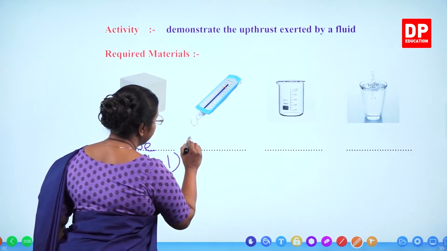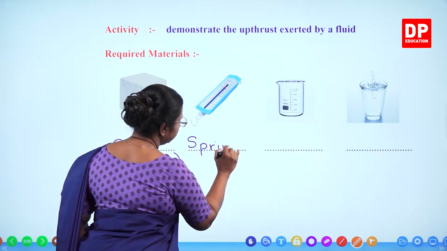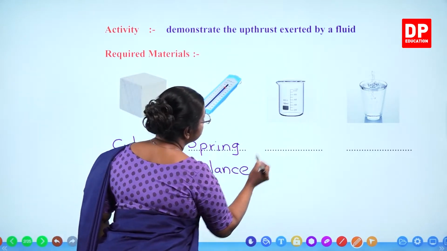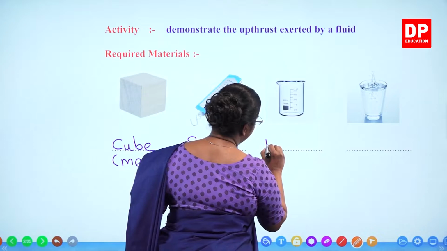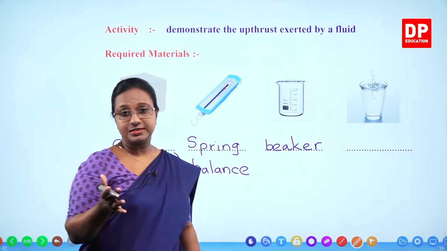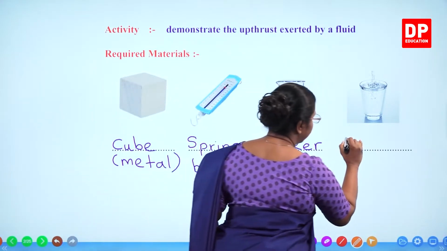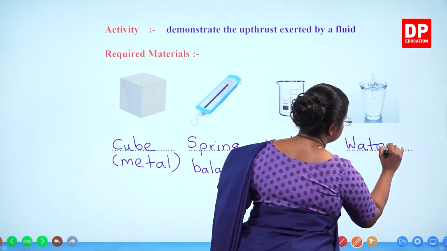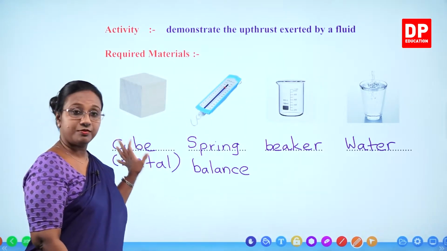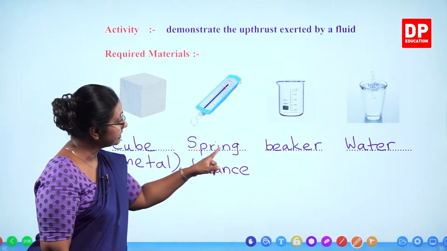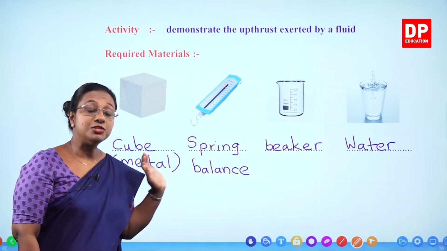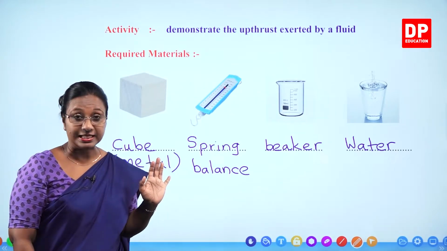Then we need a spring balance. Then we need a container or even a beaker. It can be any glass container, that's fine. And we need water. So we need a metal cube, a spring balance, a beaker and water. This is a simple activity. I will show you the diagram and explain the method to you.